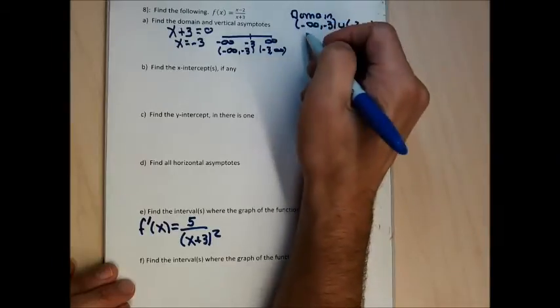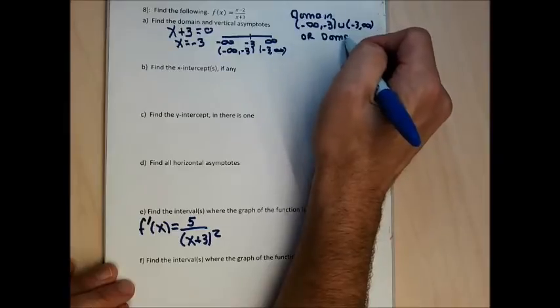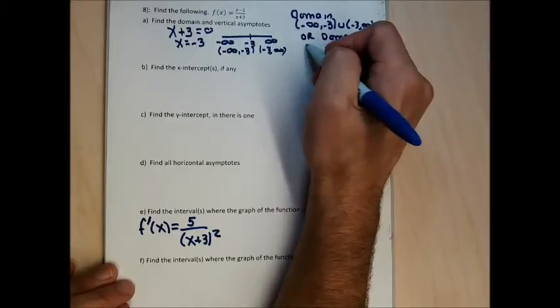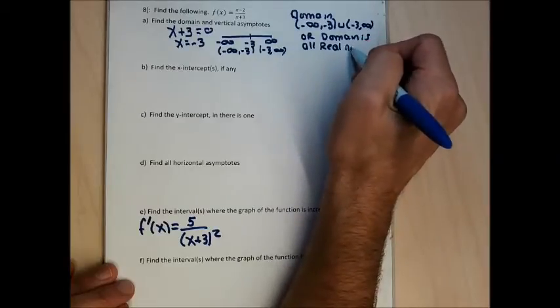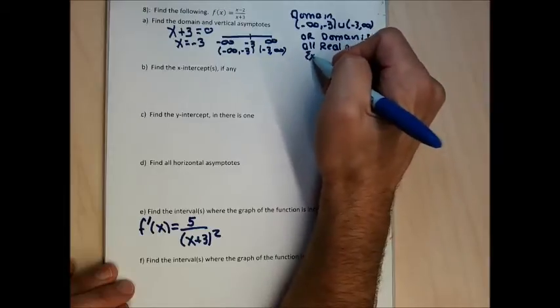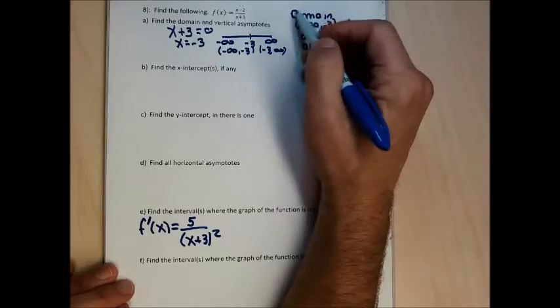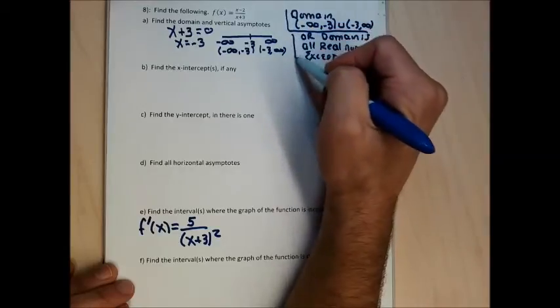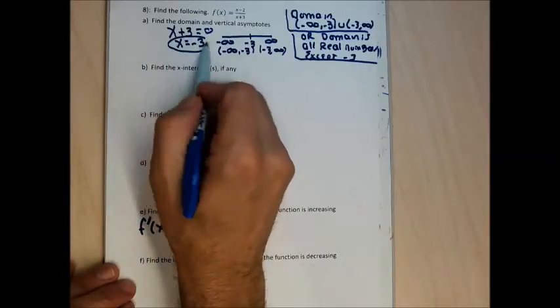If you don't like that, you can say the domain is all real numbers except x equal to -3, or just accept -3. So this would be fine for the domain. That would be fine for the domain. The other part of this, it wants the vertical asymptote. This is the equation of the vertical asymptote.